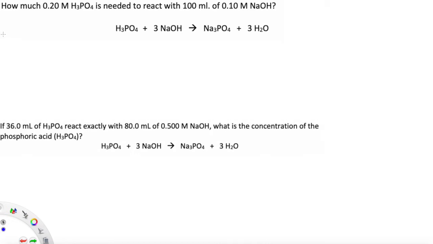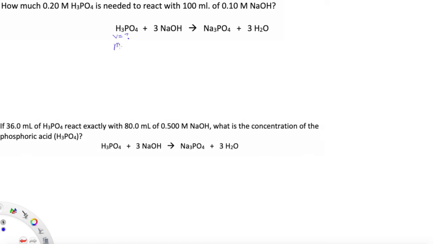All right, so how much of a 0.20 molar phosphoric acid solution is needed to react with 100 milliliters of a 0.10 molar sodium hydroxide solution? First things first, I need to identify my known and my unknown by making a list of what I have for each of these compounds. This is asking me how much, which means it's asking me for the volume. So my volume here is my unknown.